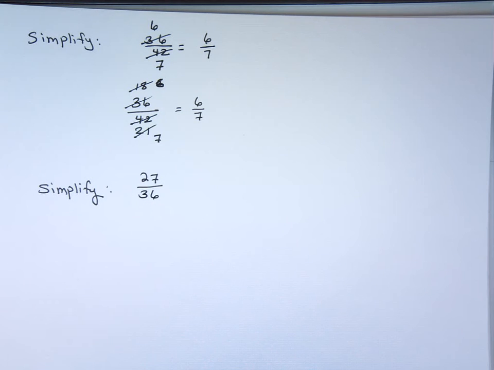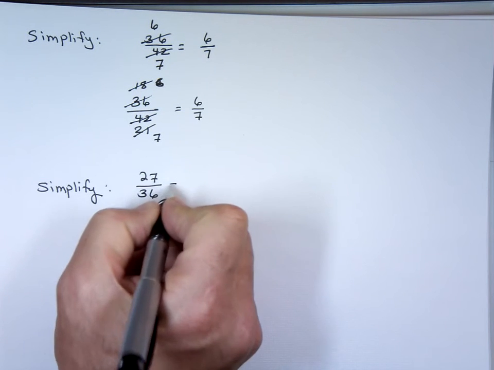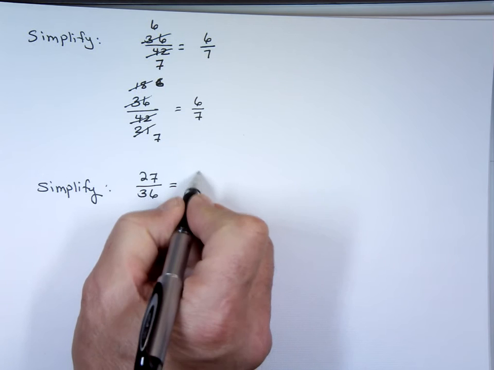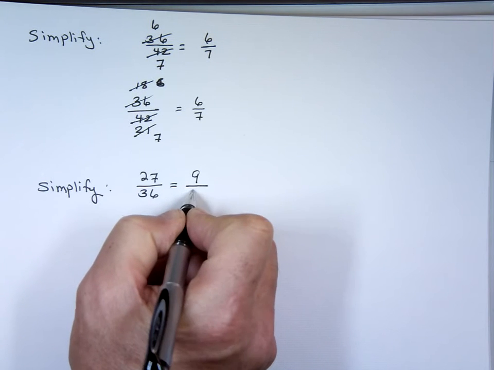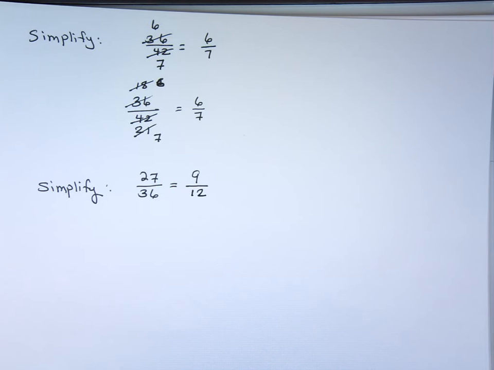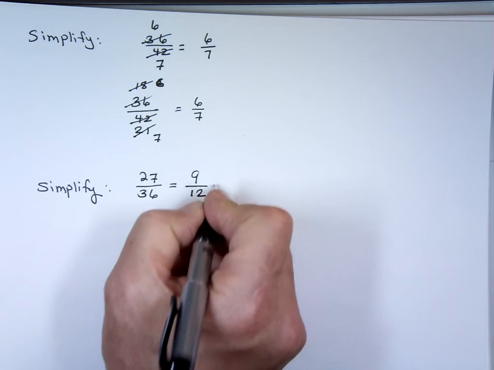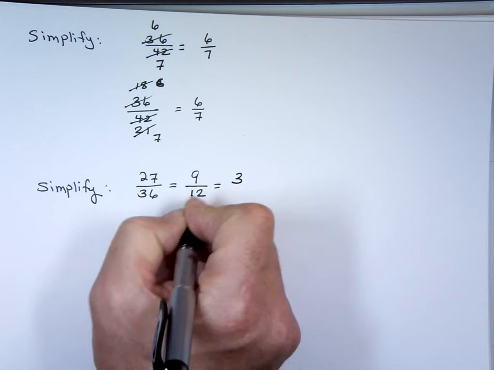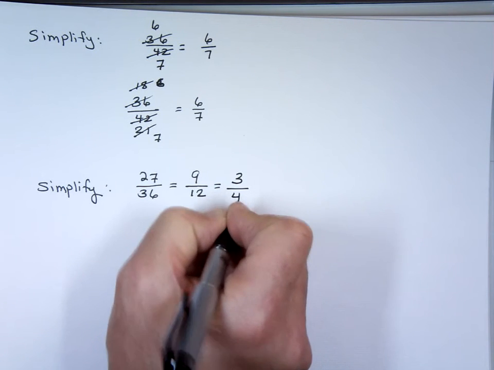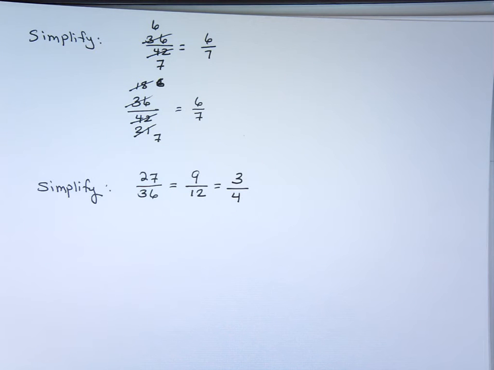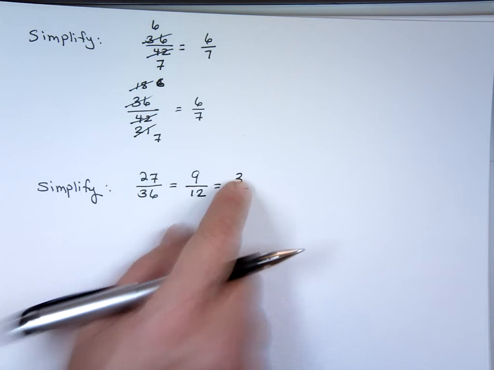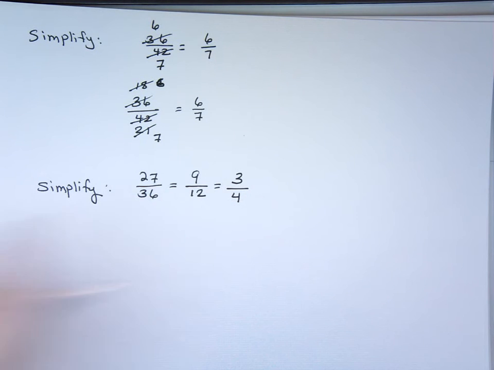27 over 36. I know I can divide by 3. By 3, this is what? 9. By 3, this is what? 12. Can I divide by 3 again? Yeah. By 3, this is what? 3. By 3, this is what? 4. Or if you saw that, you could divide by 9 from the beginning. What's 27 by 9? 3. What's 36 by 9? 4.